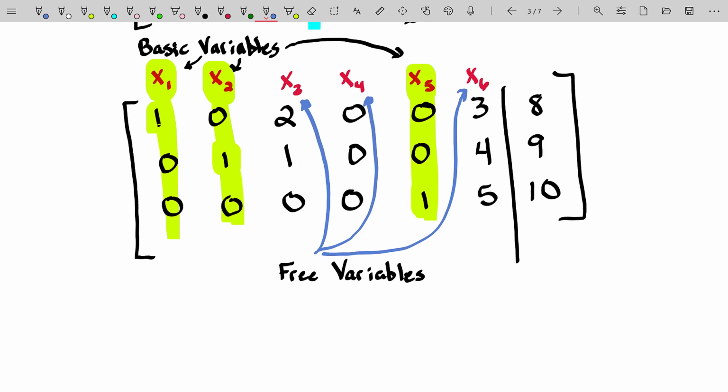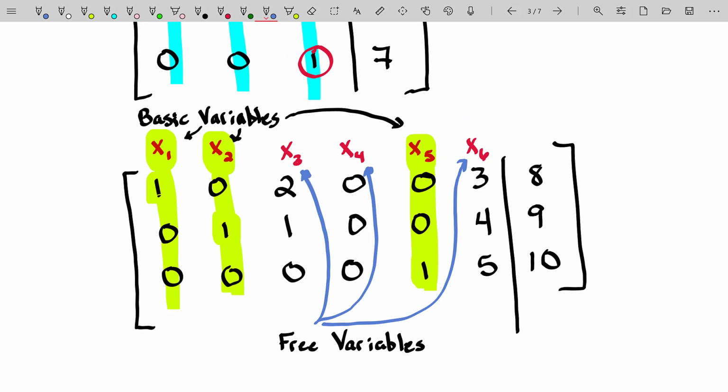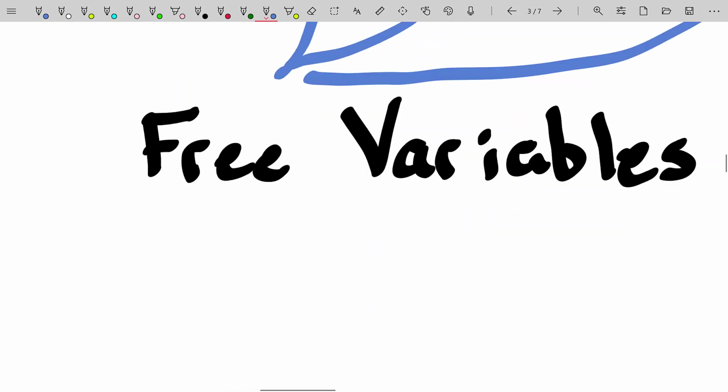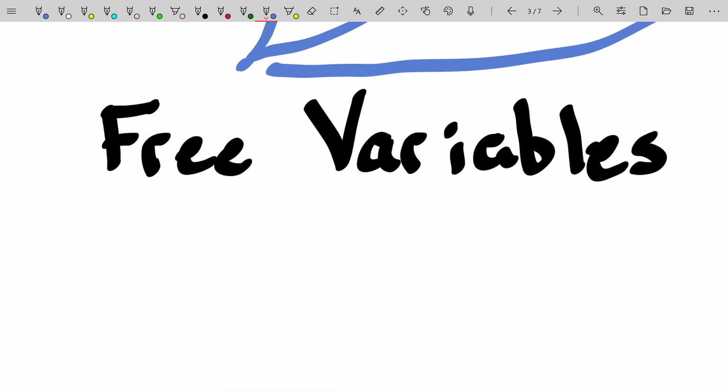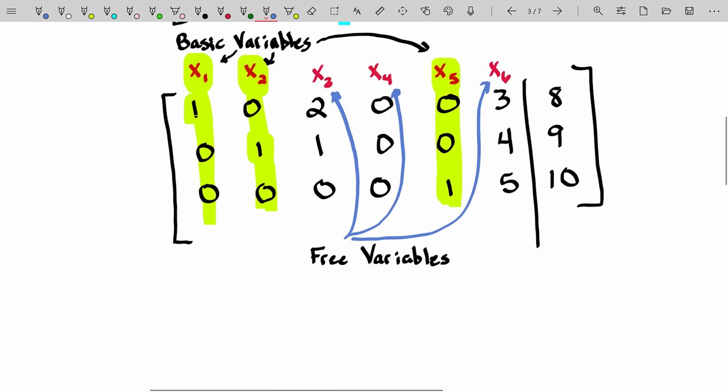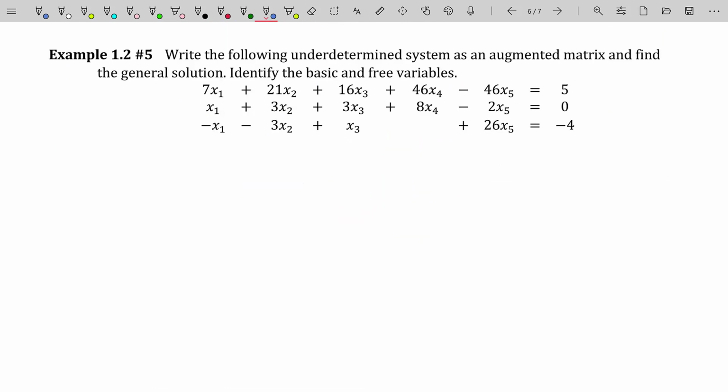But why are they called free variables? And why are the initial variables, those associated with pivot columns, called basic variables? Well, we needed a definition, so we just called those basic variables. But there is actually a reason why we call the variables associated with non-pivot columns free variables. So let's investigate why they're called free variables. We'll do this through an example, and then I'm going to introduce a definition partway through this. So write the following underdetermined system. I'll highlight that because it's probably new to many people.